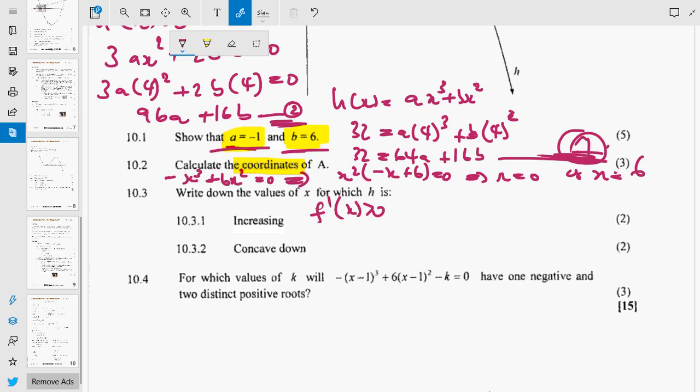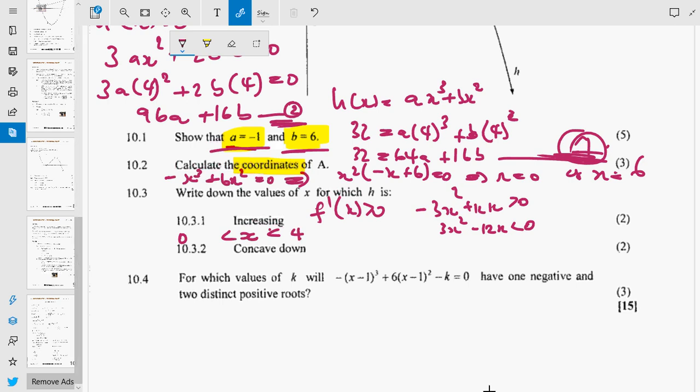Okay, so if the derivative is greater than 0, then that means minus 3x squared plus 12x must be greater than 0. So you're going to find your critical values here, and you're going to divide by this negative, and you're going to have 3x squared minus 12x is less than 0, so the values of x for which h is increasing is when x is between 0 and 4.